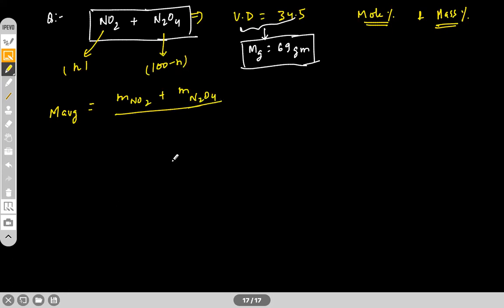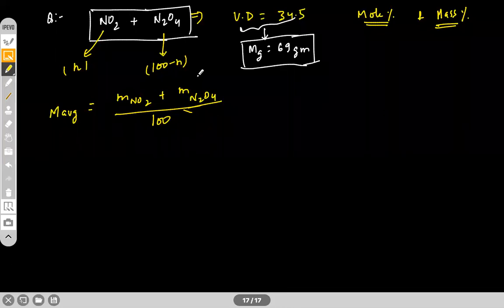What is the total number of moles we have? Total number of moles is 100. Now this mass, because you know the molecular mass of NO2 and N2O4, you convert into number of moles with the help of molecular mass of the two gases. You already know this value, that is 69, and you solve the equation, you'll get the answer.